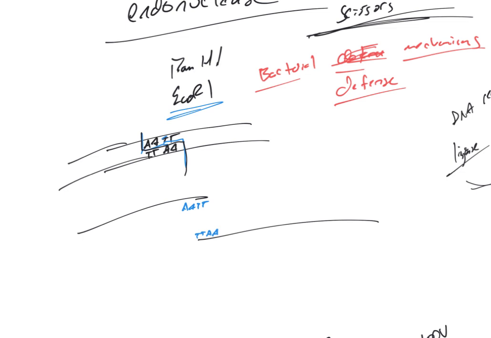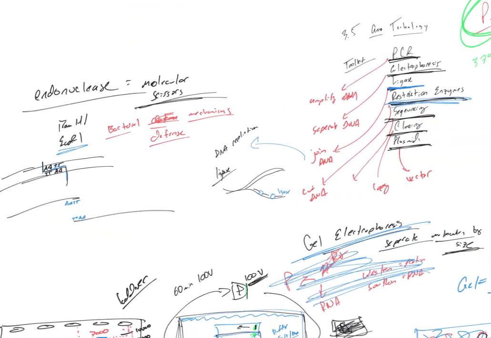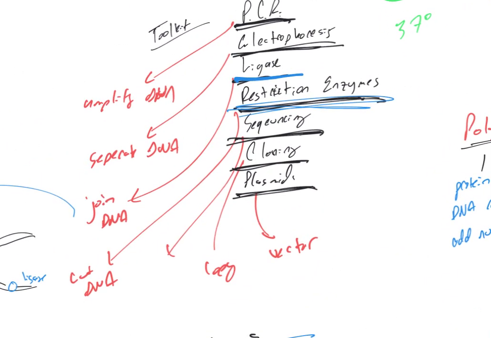Because I'm going to use an endonuclease and ligase and my PCR product and put a gene into a plasmid. Oh my God, what's going on? Remember, what's a plasmid? A plasmid is a vector. A plasmid is a circular piece of DNA.